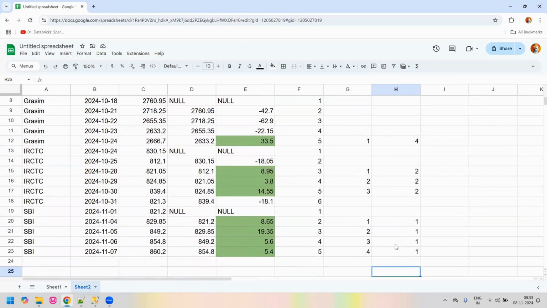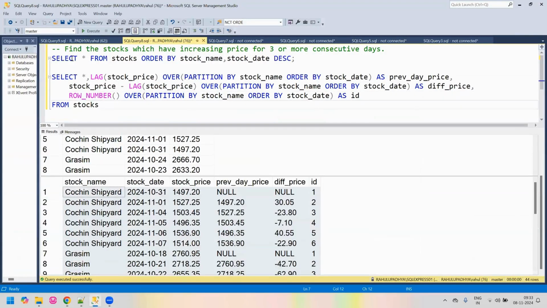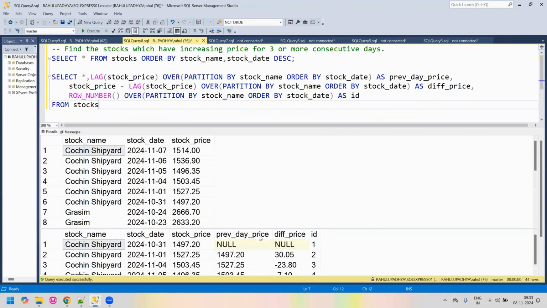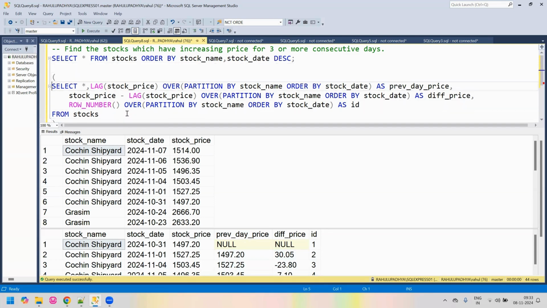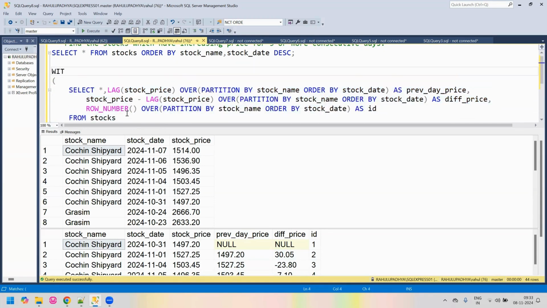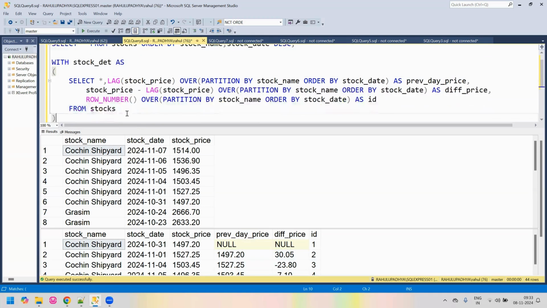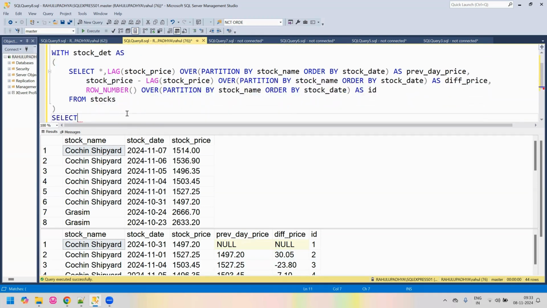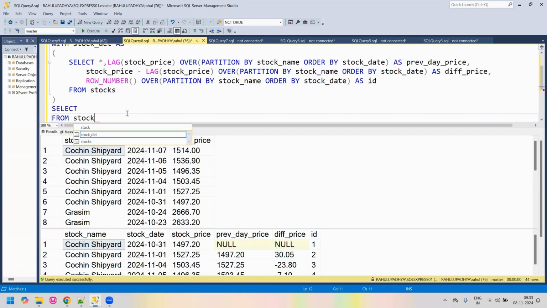So then let's go ahead and solve this. Let's implement this. Okay, so we are here. We have identified the difference between the stock price and we have added this ID column. Now what we will do is add this as part of a CTE. Let's call it stock CTE or stock DET. Okay. So now we will be working on this stock DET.